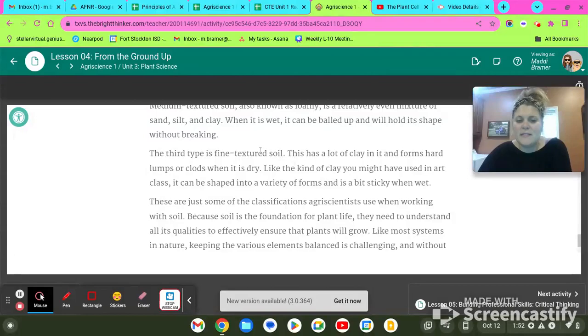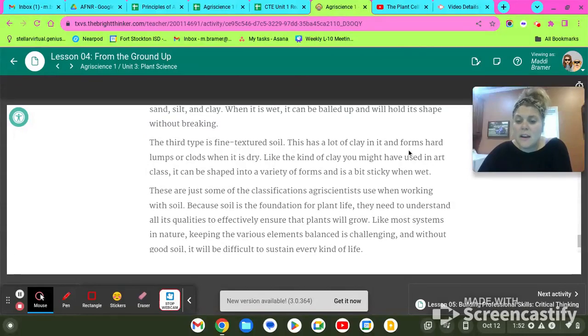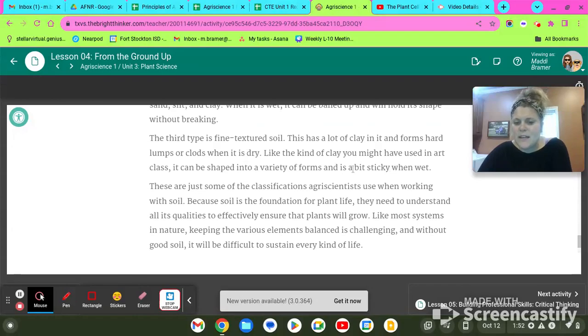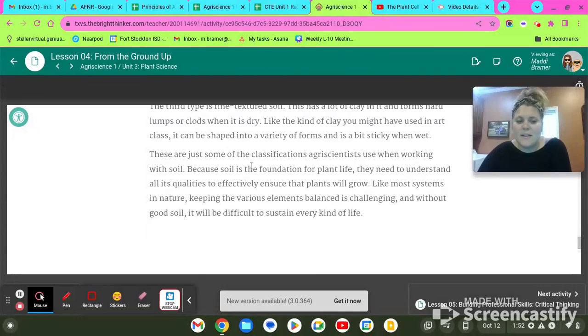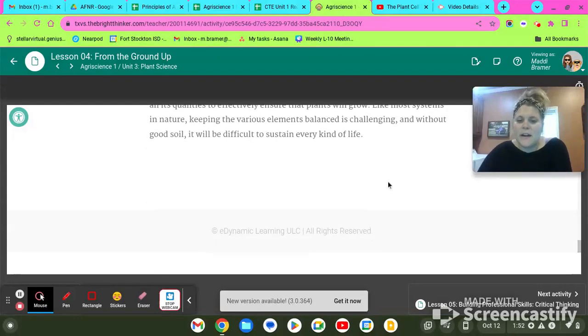And the third is fine textured soil. So it has a lot of clay in it, forms hard lumps or clods when it's dry, like the kind of clay you may have used in art class. So this is not very good for growing because it's not very porous or airy.